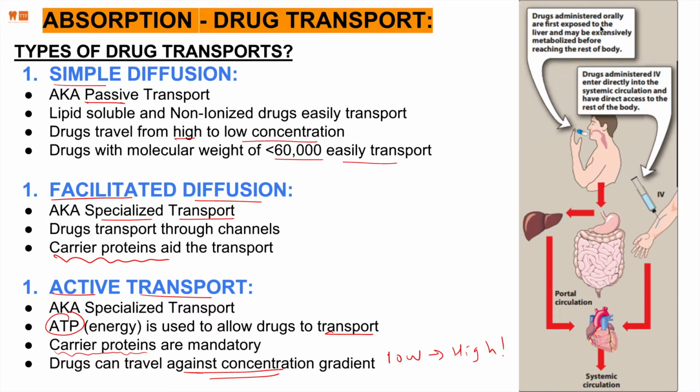So it says here that drugs administered orally are first exposed to the liver and may be extensively metabolized before reaching the rest of the body, right? So for example, you took it orally, it went down into the stomach and out the hepatic portal circulation into the liver, back into the portal circulation into the heart and other systemic circulations and other target organs. Or if the drug administered is IV, it enters directly into the bloodstream, into the systemic circulation, and has direct access to the rest of the body. So direct blood and then into the systemic circulation.